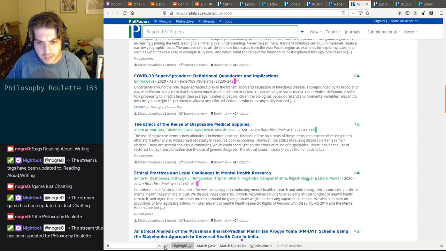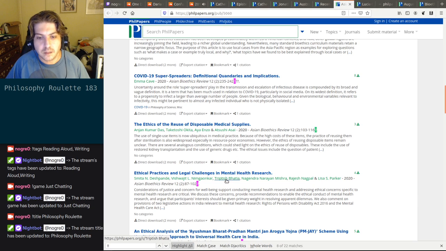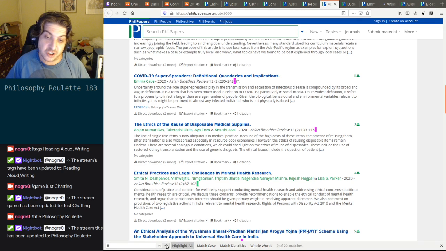Let's see what else we got. Super spreaders, definitional quandaries and implications. That could be interesting because it's not just going to be science stuff, at least. Definitional. Ethics of the reuse of disposable medical supplies. Yep, let's take a quick look at that because that's getting into philosophy of technology actually, like what counts as a resource, and so that might actually touch on some interesting metaphysics.